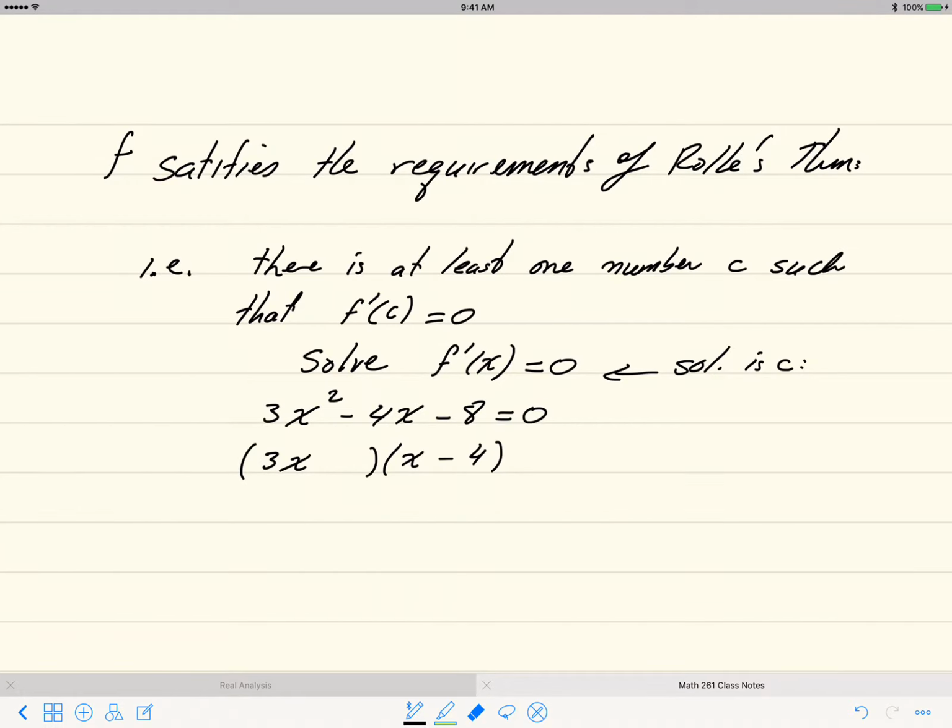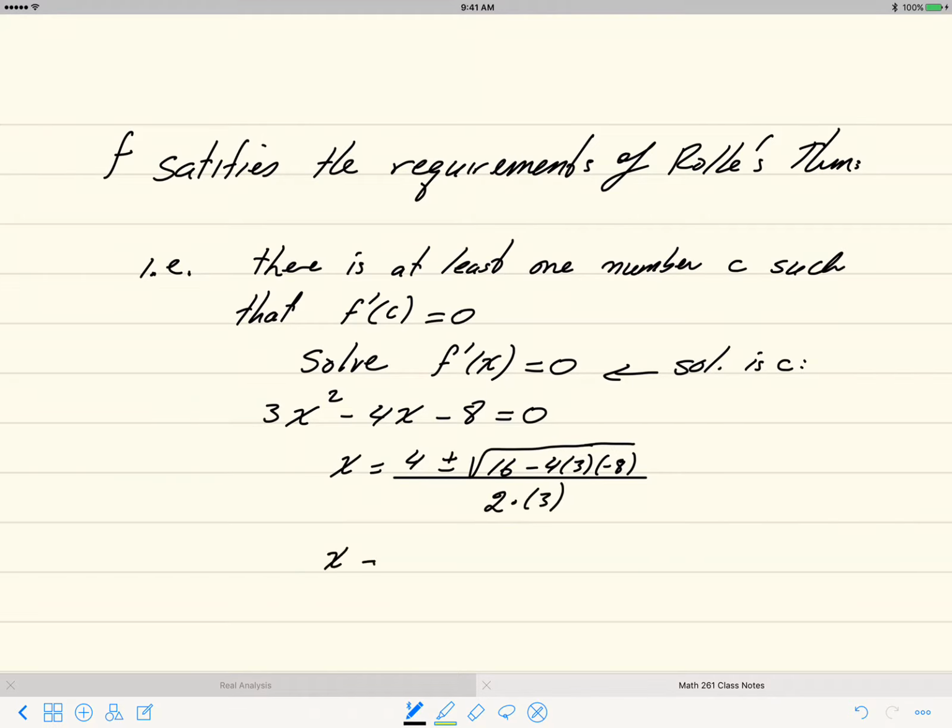Okay, so it looks like this is not factorable. So the other option is to use the quadratic formula. So x equals minus b plus or minus the square root of b squared minus 4ac, so that's 16 minus 4 times 3 times minus 8, all over 2 times 3, 2 times a.